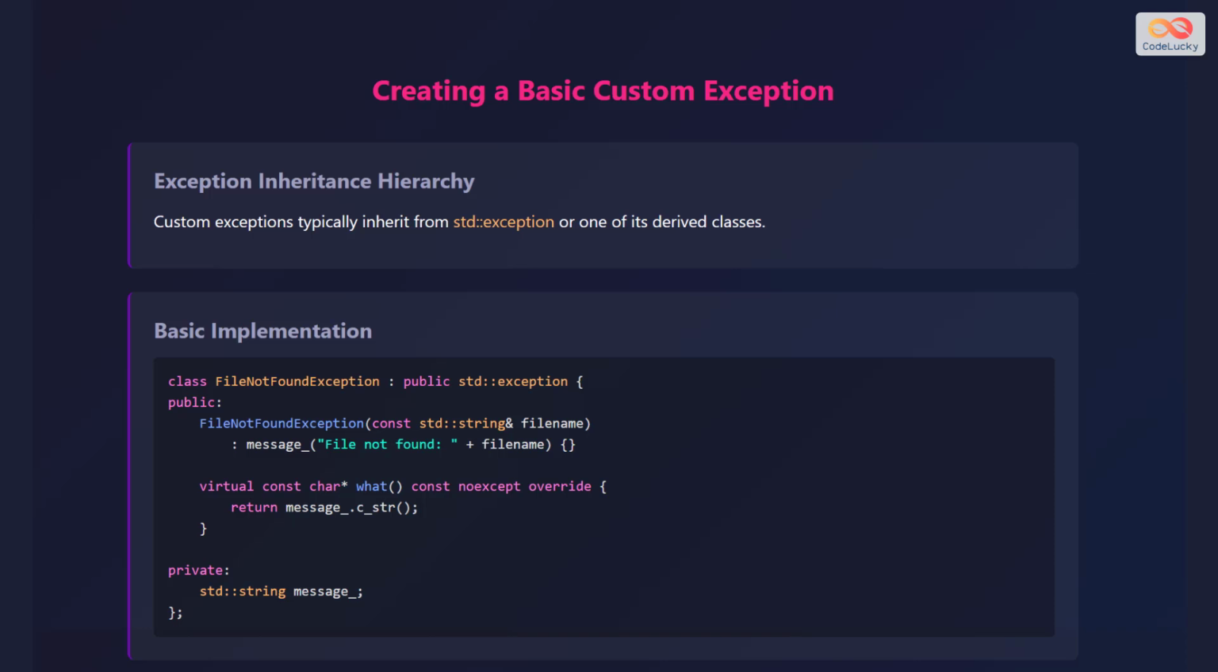Here is an example showing a basic implementation of a custom exception class named FileNotFoundException. It inherits from the standard exception class. The constructor takes a file name as an argument and constructs an error message. The what method is overridden to return the custom error message. It also has a private member to store the error message.